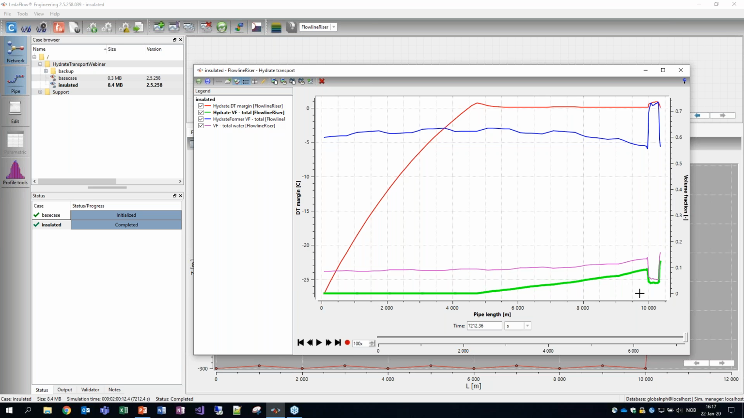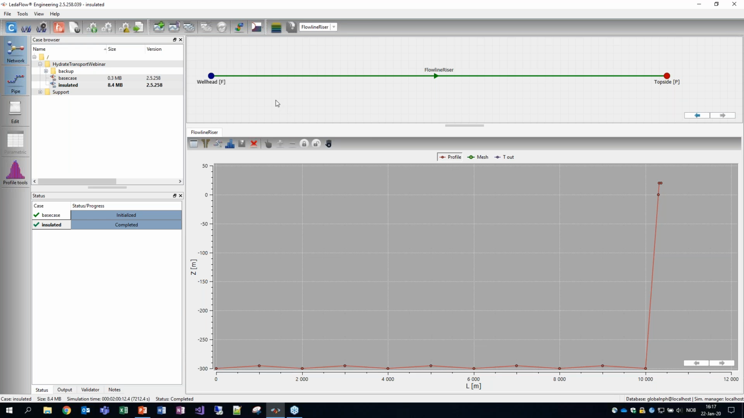And this reaction never really finishes because this pipeline is insulated. If the pipeline were much longer, then maybe at some point we would reach the end where all the water is converted, but not in this case. There's still a little bit of water left at the end. So the reaction is not complete. So what we can learn from this is that basically in this case, the hydrate formation is limited by heat transfer because it takes a while, so it's not reaching complete conversion of everything into hydrates.